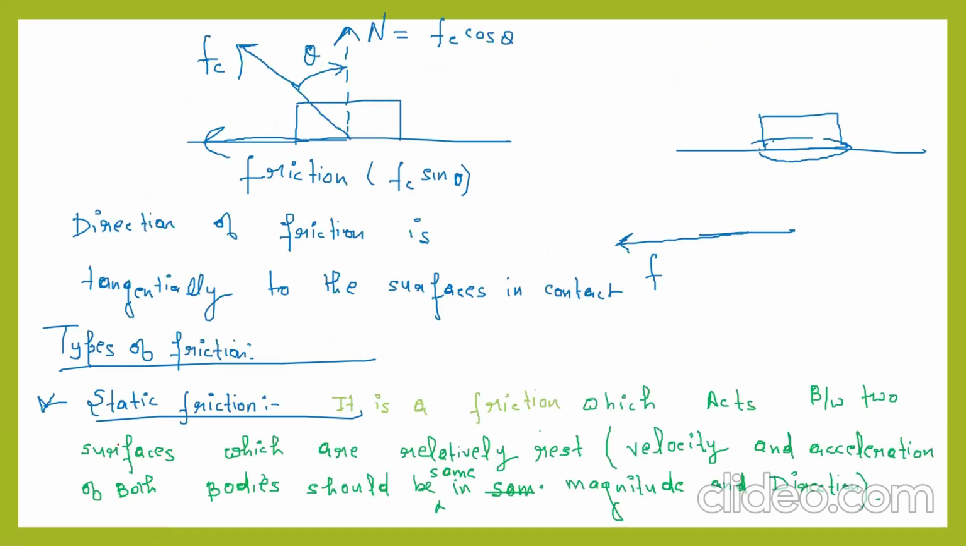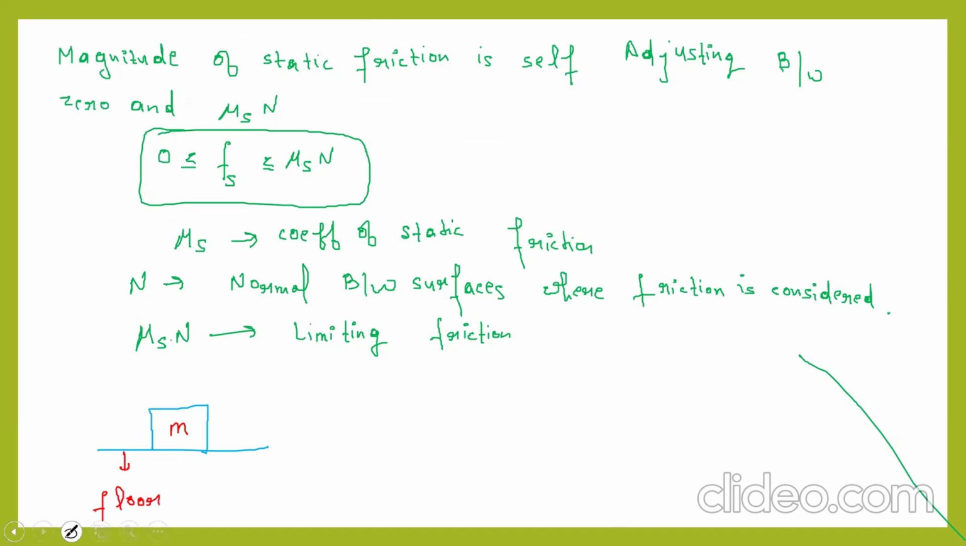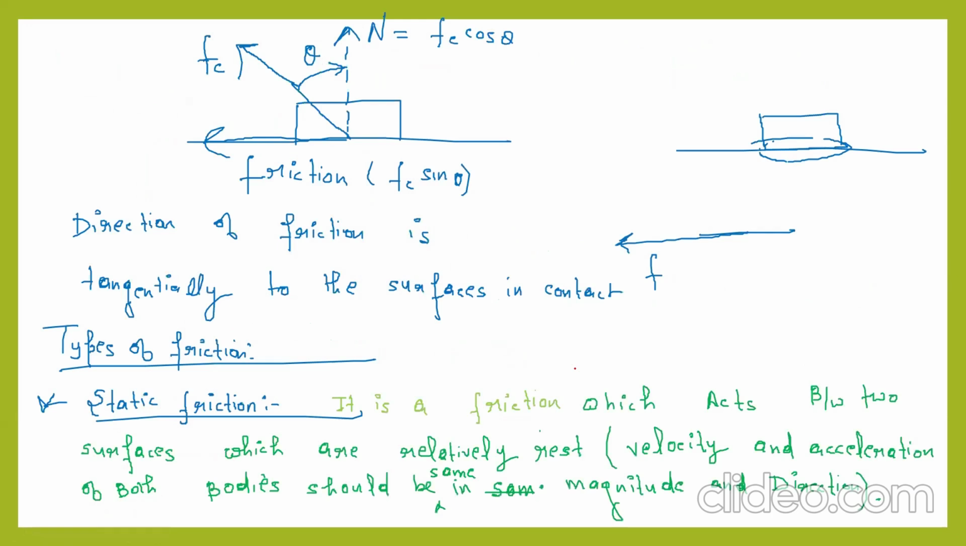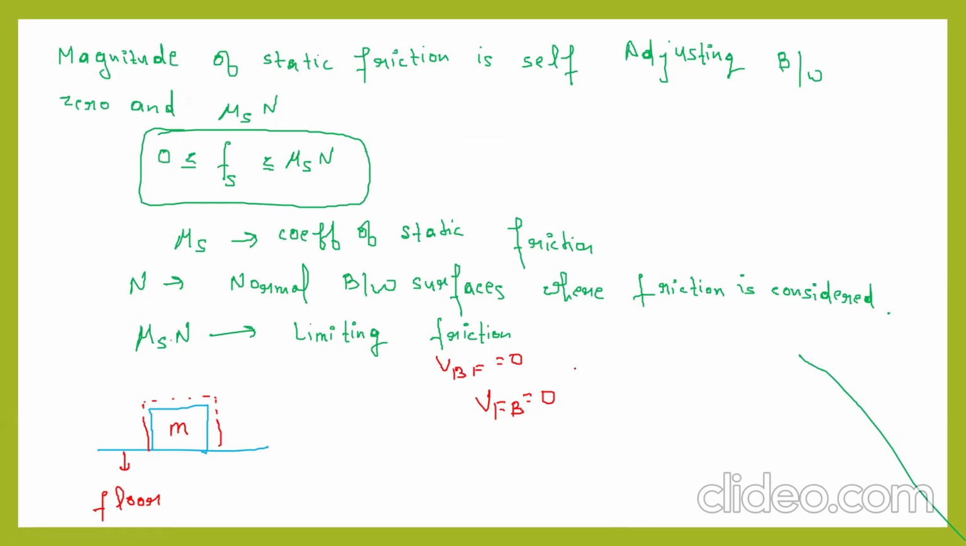What does relatively rest mean? What is the velocity of the block with respect to the floor? Zero. Velocity of the floor with respect to the block? Zero. Both are relatively at rest. Now, if you are not applying any force, then see, it is a friction which acts between two surfaces which are relatively at rest. The condition is that they are relatively at rest. If it is not relatively at rest, this friction will not be there.